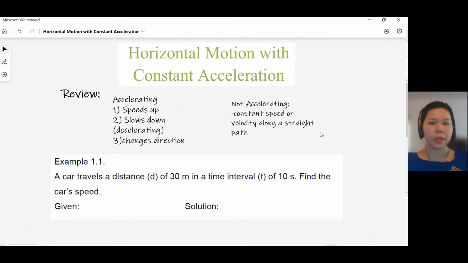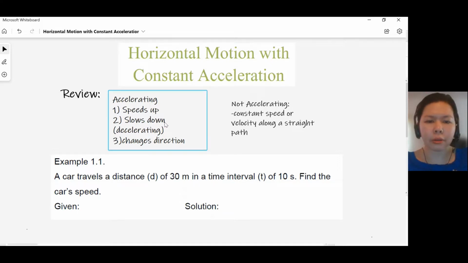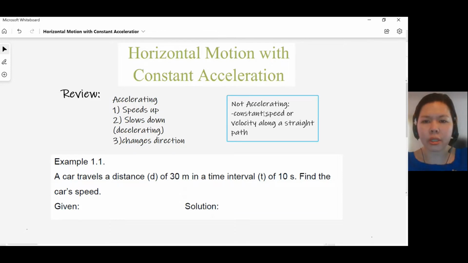Prior to solving problems involving horizontal motion with constant acceleration, let us first review the concepts for accelerating motion and the equation for non-accelerating motion. We say that an object is accelerating when the object speeds up, slows down, or that's decelerating, or changes direction. And we say the object is not accelerating when the object moves at constant speed or velocity along a straight path. For the equation for non-accelerating, we recall speed equals distance over time.